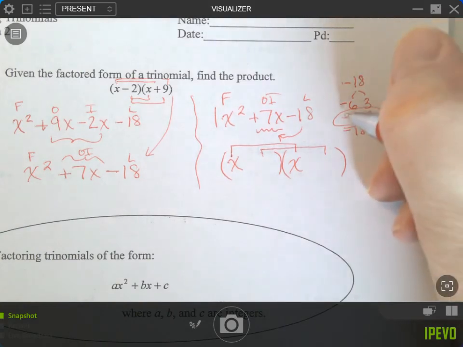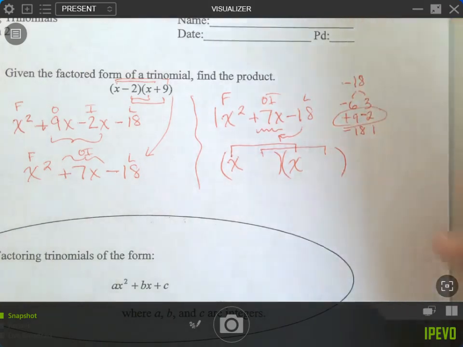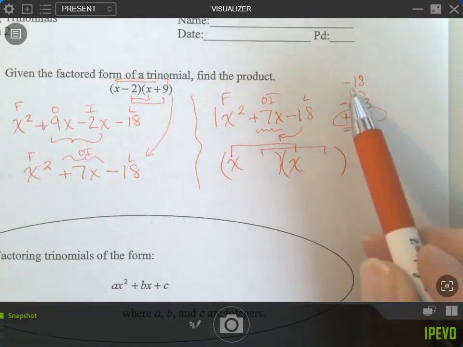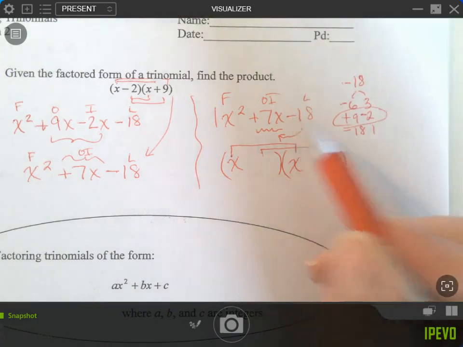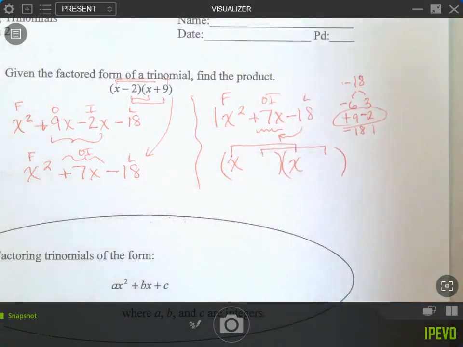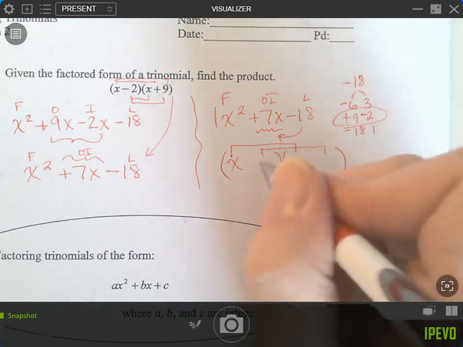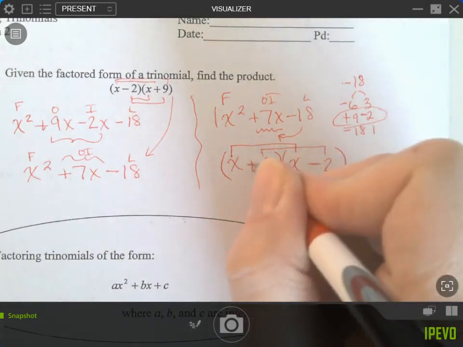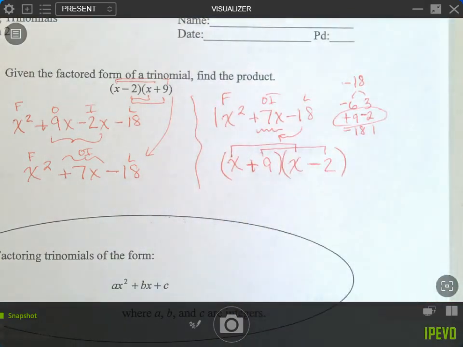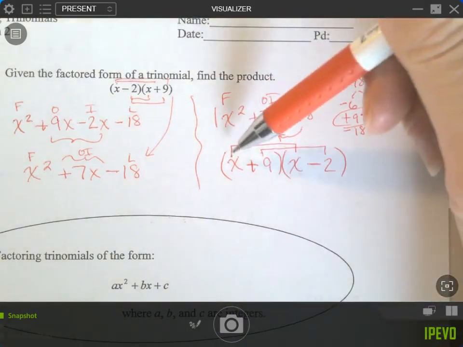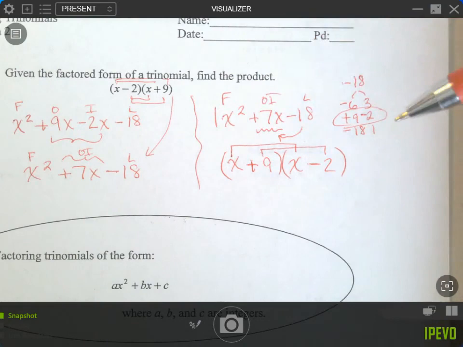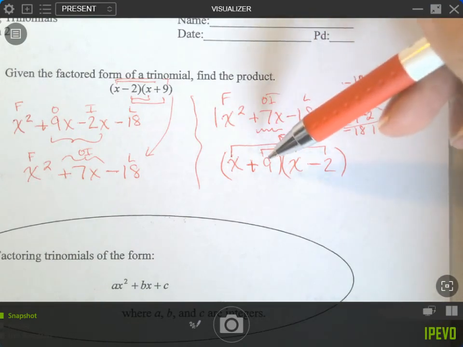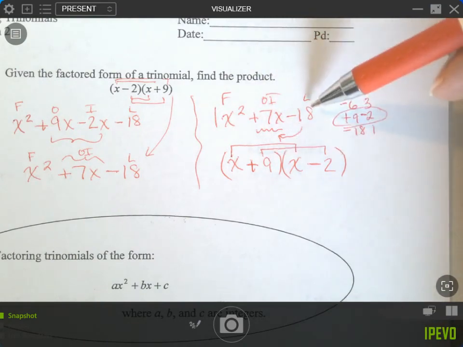So guess what I do? Switch my signs. So 9 times negative 2 is negative 18. That sign's important. But 9 plus negative 2 is 7. So I'm going to drop a plus 9 here and a minus 2 here. All right, now take a second. Let's think about this. We know that the first times the first gives me back x squared. We know the last, 9 times negative 2, gives me back negative 18.